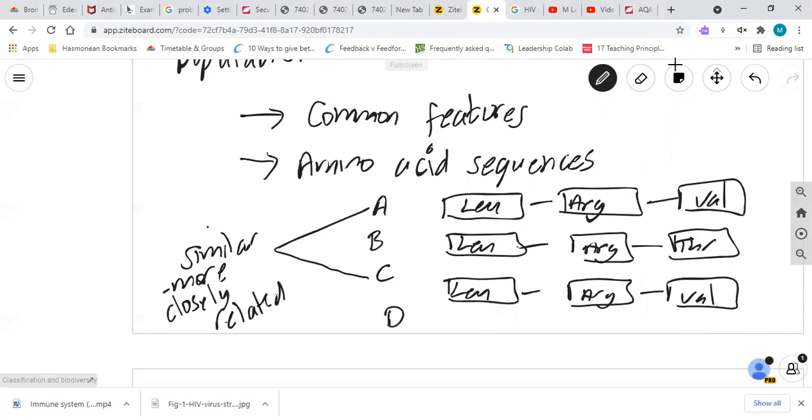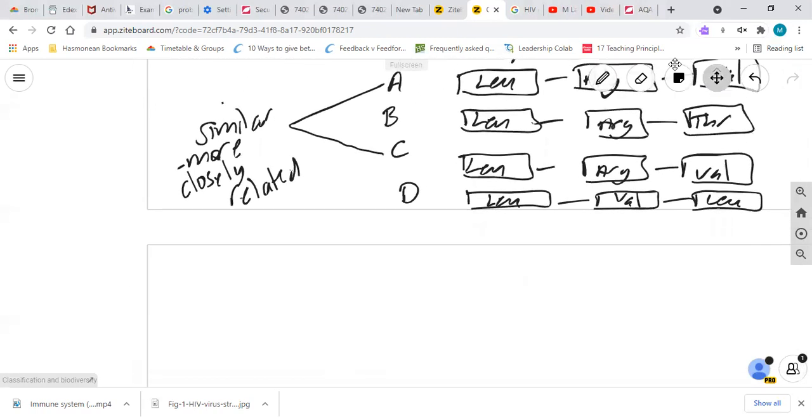If I had another organism D and I had leucine, valine, leucine again, then I know that organism D is the least related because it's got 2 out of 3 differences. It doesn't tell me much about the relationship between A and C because their amino acid sequences are the same. So I think, well, you know what? I'm going to step one step further back.